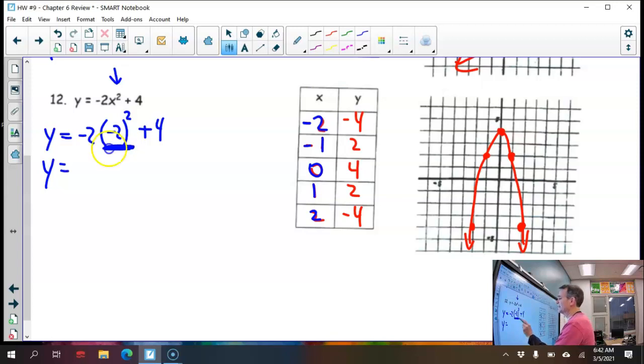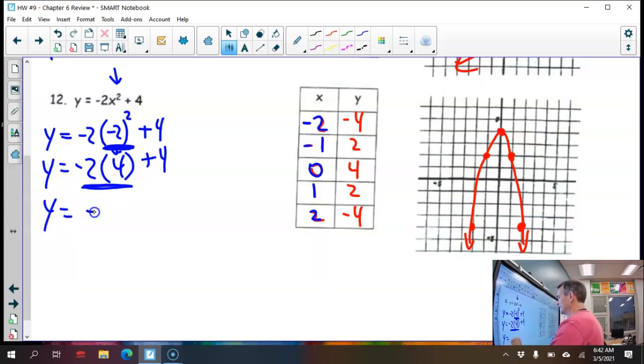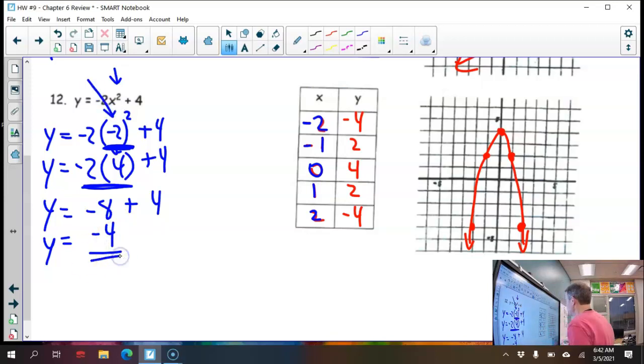So the first thing I would do is the exponent here. I would do -2 to the second power. And -2 to the second power is +4. So here I get +4. And then I would multiply -2 times 4. That is -8. And finally, I would add -8 plus 4, and I would get -4. So when I put -2 in for x, I get -4 for y. Let's put that in the table. And I'll do one more.